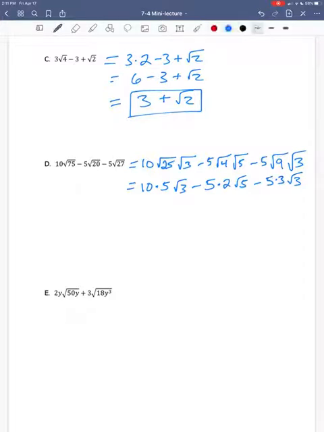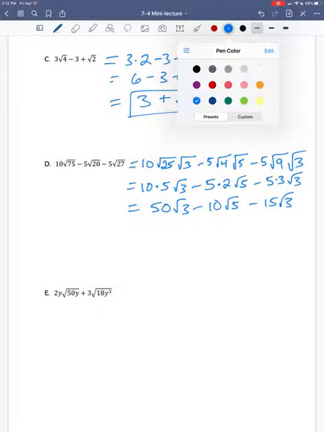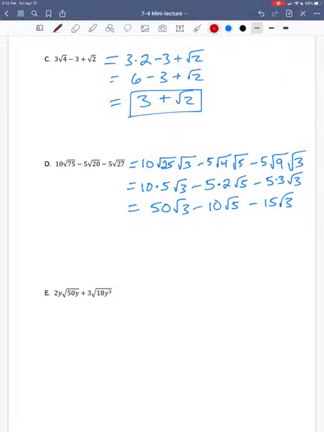Those just came down. When I multiply on the outside now, 50 square root of 3 minus 10 square root of 5 minus 15 square root of 3. Again, I have some like terms, but not all like terms. I've got a square root of 3 here and a square root of 3 here, so those can be put together. 50 minus 15 gives me 35 times the square root of 3, and the minus 10 square root of 5 has to stay on its own.